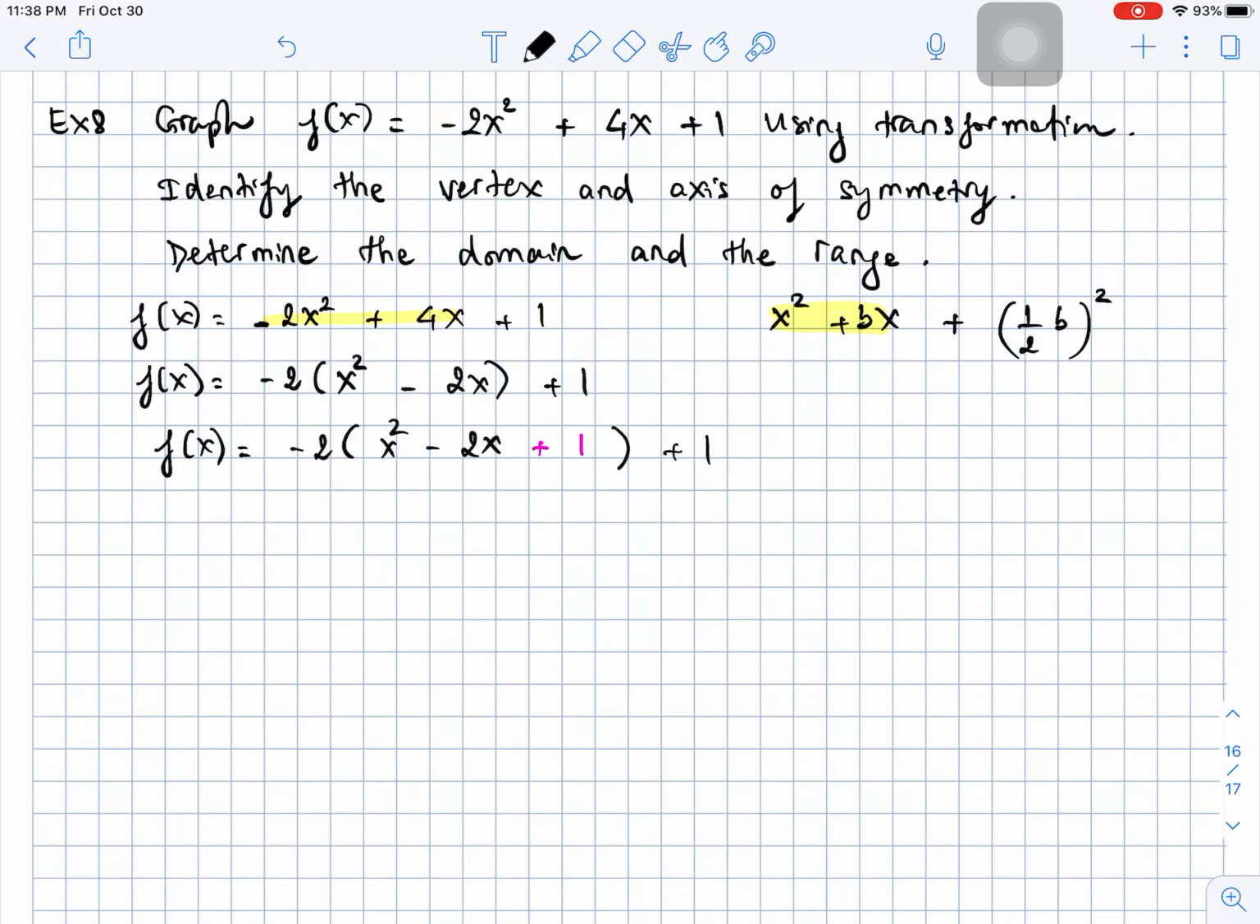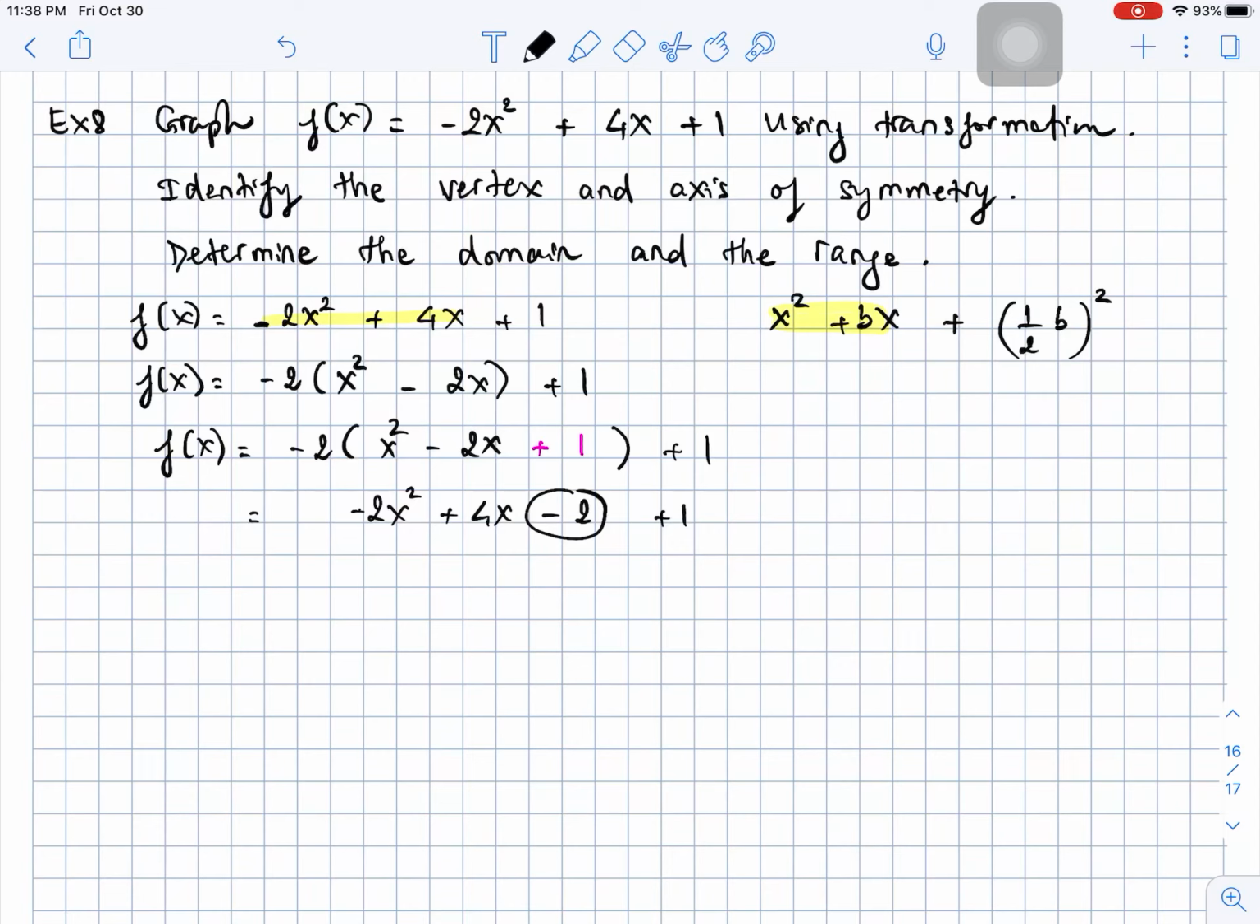And the sign that we should get is minus, okay? Because negative 2 times negative 2x is positive 4x. Now we can add a number. So x squared minus 2x, we will add 1 because we follow the formula 1/2 of b, so b is 2. So 1/2 of 2 is 1, and then you square it, so it's equal to 1.